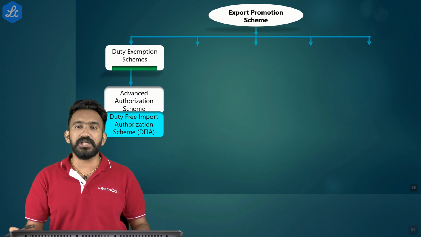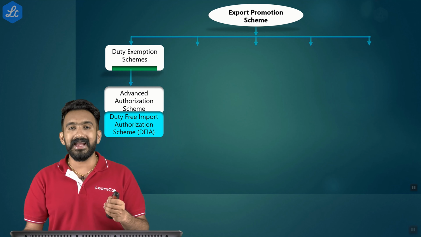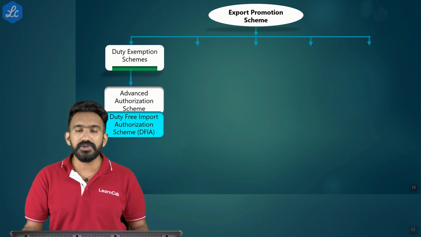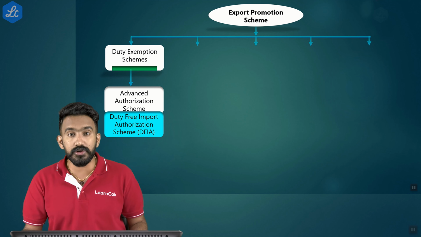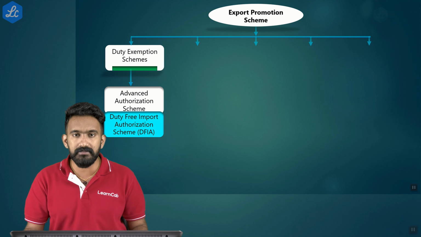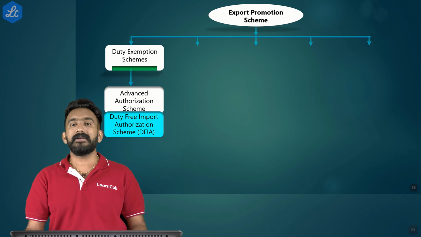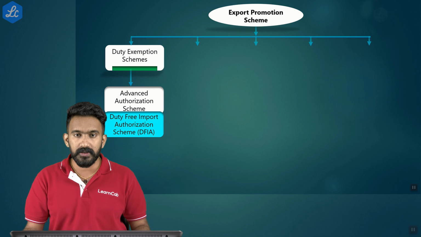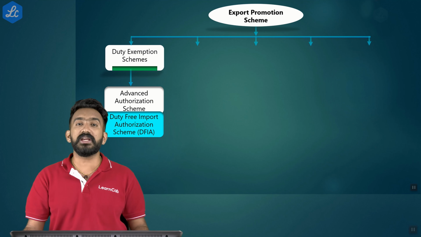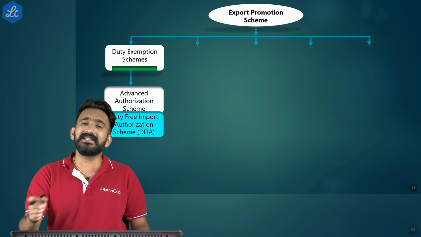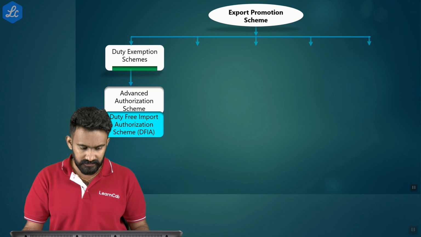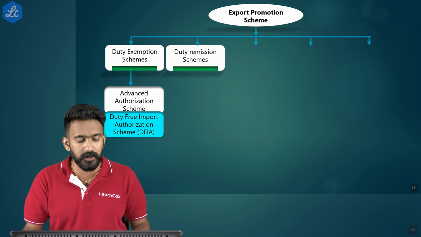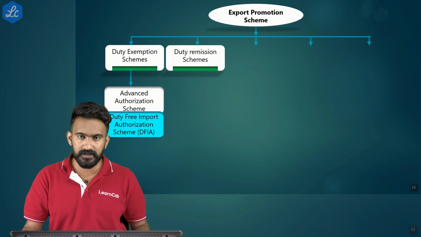So there are multiple conditions that are put in for an importer who's importing inputs for the purpose of export to avail these particular schemes and allow him to have an advance authorization or post import authorization on import of goods which are inputs without paying any import duty. We will discuss in detail these schemes in the coming sessions. Next set of schemes are called as duty remission schemes.